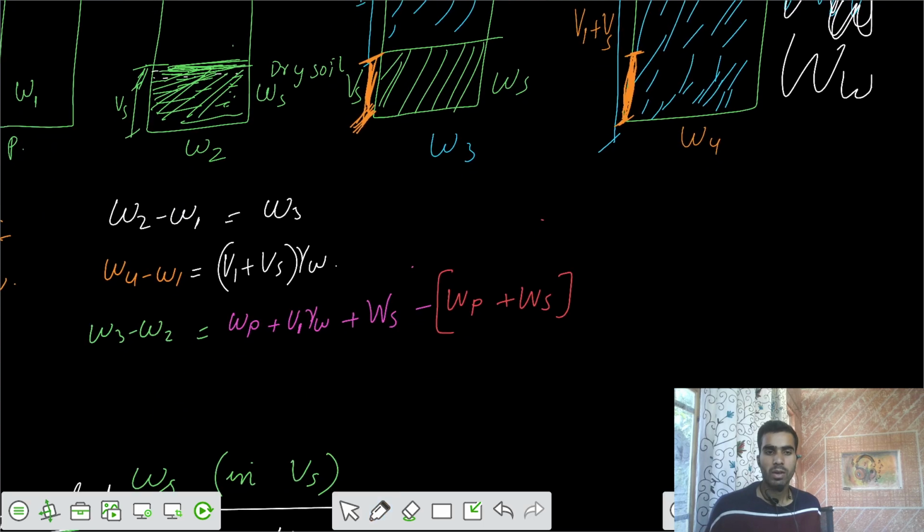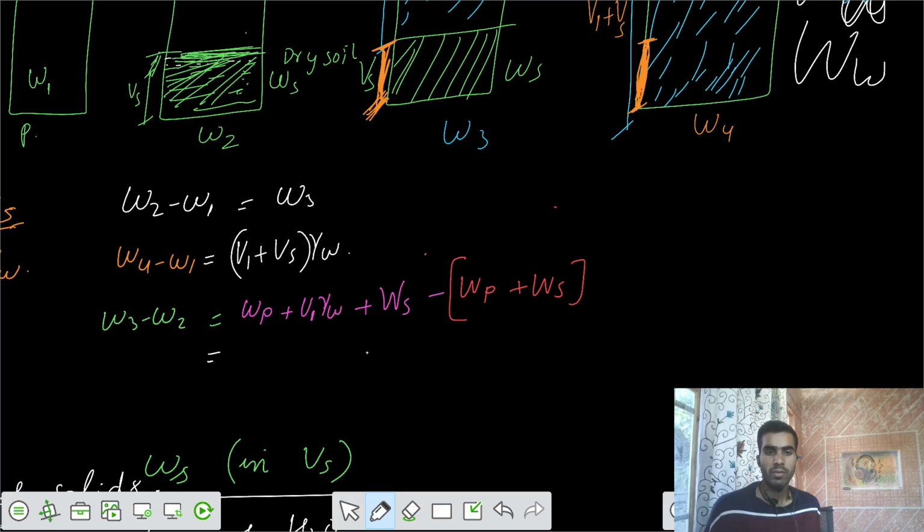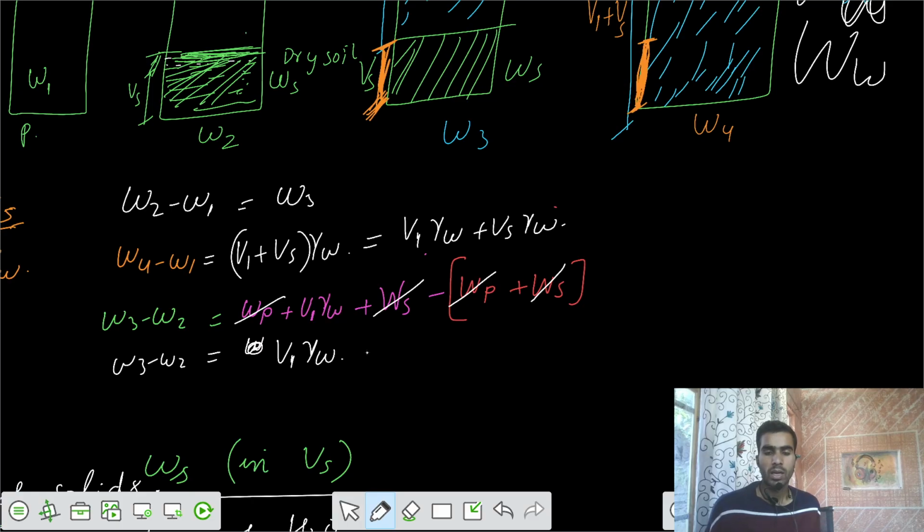So what did we get from this? Can you simplify it? We got some value of W pycnometer, and some value of V1 times gamma W. So this part cancels, this part cancels. We only get from W3 minus W2 that it equals V1 times gamma W. And W4 minus W1 is V1 times gamma W plus Vs times gamma W. Now your W4 minus W1 is related to W3 minus W2, but we have to do some more to make it exactly equal.